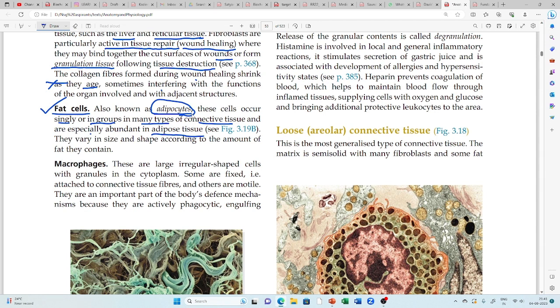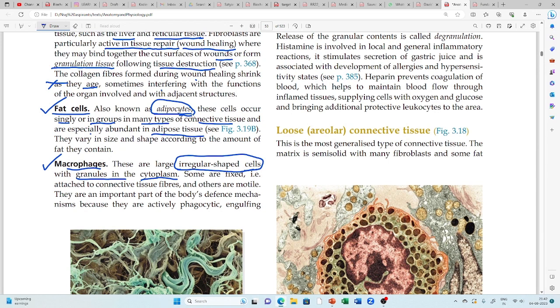The third type of cell found in connective tissue is macrophages. These are large, irregular shaped cells with granules in the cytoplasm. When we studied cells, I explained macrophages. So macrophages are irregular shaped, and they contain granules in the cytoplasm.